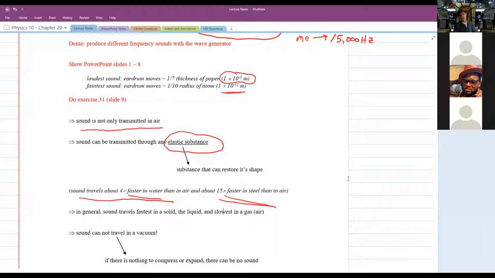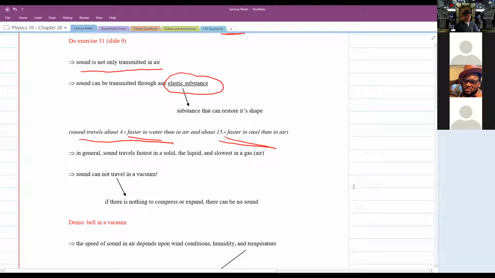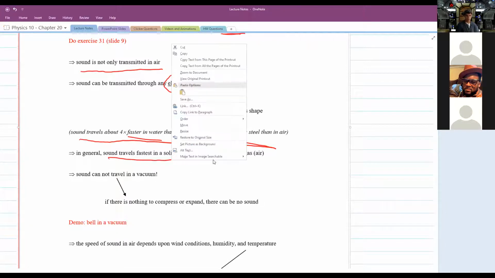So for example, 15 times faster in steel. If you were on, let's say, a train track and you wanted to have advanced information about whether or not the train is coming, if you put your ear to the track, you'll hear the vibrations through the steel 15 times faster than the vibrations through the air. So whenever you see, let's say, a Native American in a movie putting their ear to the ground, what they were trying to do is hear the sound through the solid ground, because it would be faster than hearing the sound through the air. So in general, sound travels fastest in a solid and slowest in a gas.